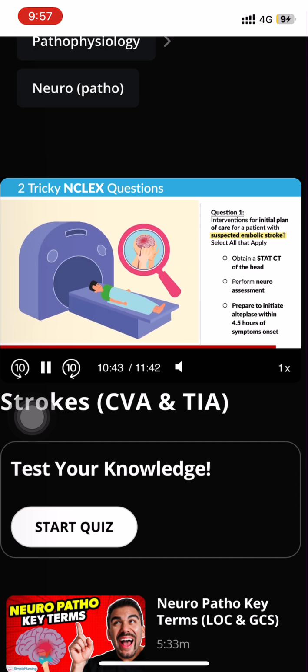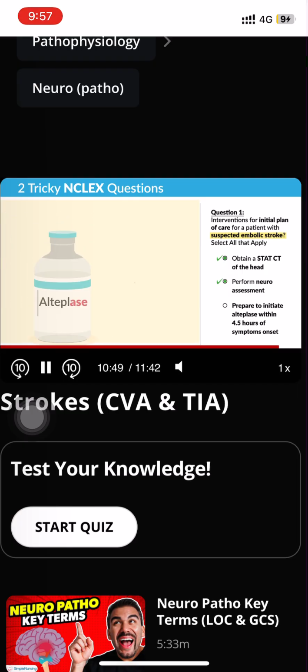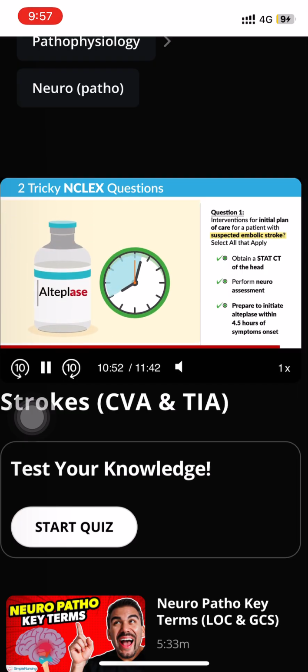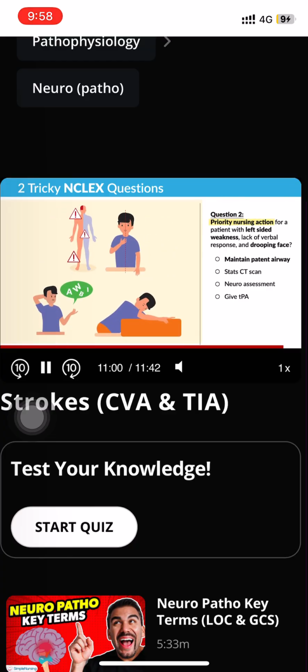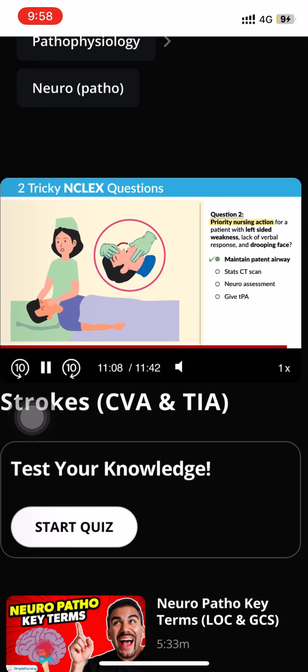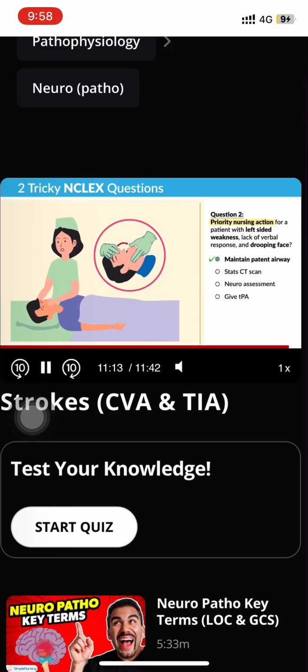So number 1, we obtain a stat CT of the head to determine the type of stroke. Number 2, perform neuroassessment. And then number 3, prepare to initiate alteplase within 4.5 hours of the onset of the symptoms. Now the second common question was a priority nursing action for a patient with left-sided weakness, the lack of verbal response, and a drooping face. The priority here was to maintain a patent airway. So when given the option, always maintain the airway first.